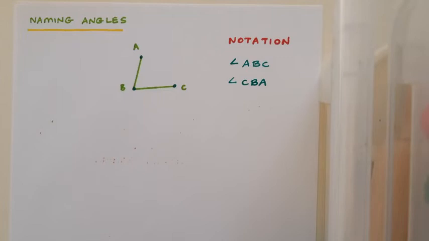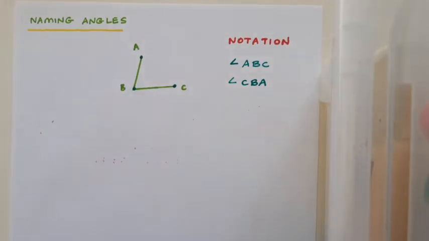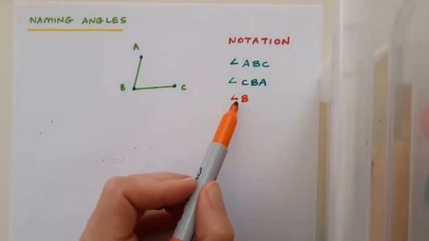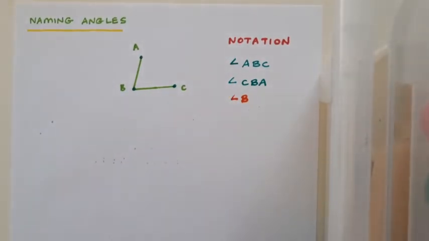Very occasionally in diagrams, you might see the angle named just by the point at the corner, or the vertex point. In this particular case, that would mean that I could name the angle angle B, but you'll see this an awful lot less frequently. You're much more likely to see the 3-letter combination as the name of the angle. And it's this 3-letter combination that we're going to focus on.